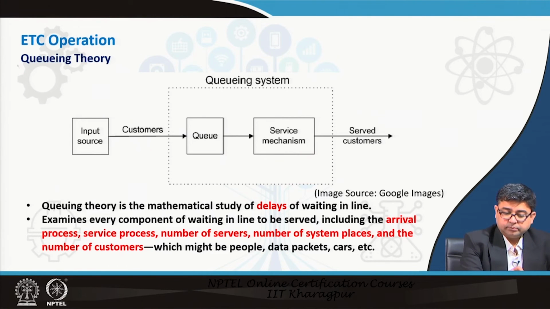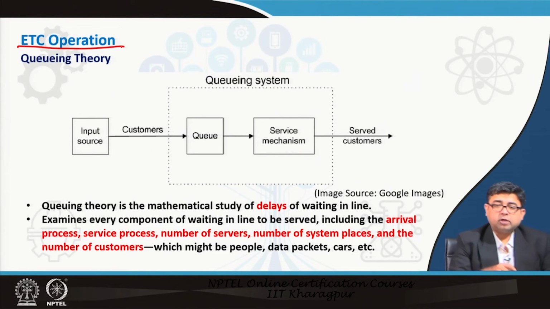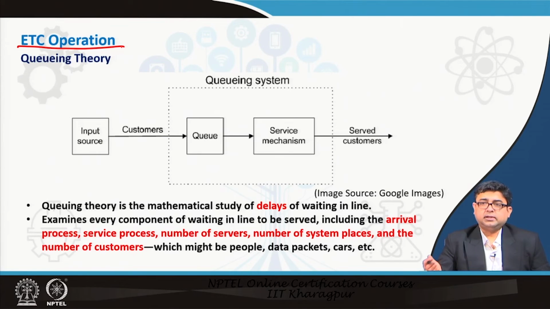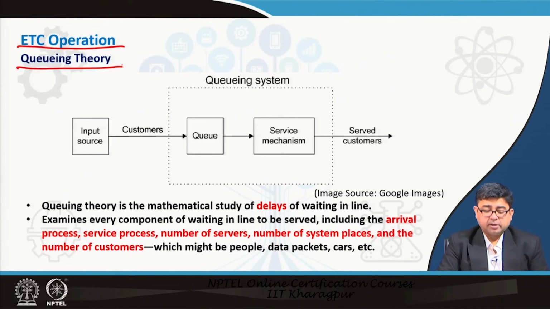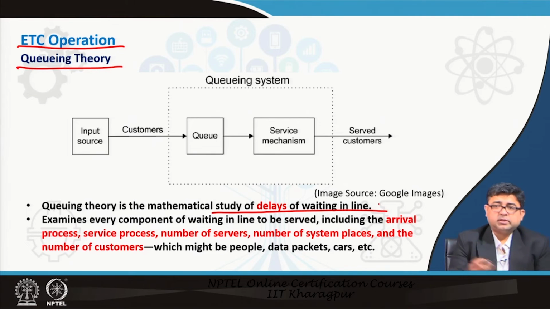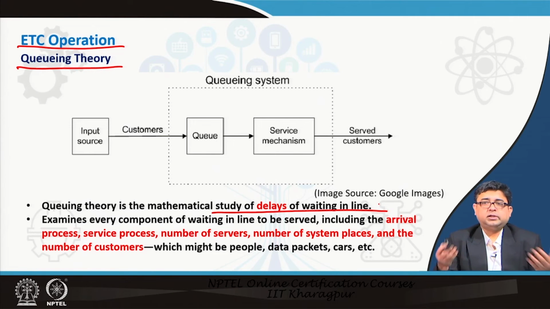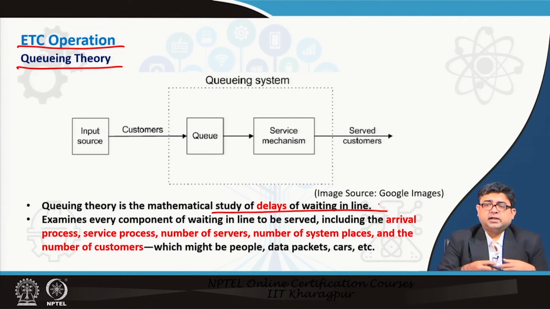So, in electronic toll collection or manual toll collection, the simple theory that is used is the queuing theory that many of you may be aware of. Queuing theory is nothing but the mathematical study of delays of waiting in a line, right. If you are a customer, you have experienced this not only in the toll plaza, but anywhere that you form a queue, say at a ticket counter at a railway station, or at a bank teller's counter.